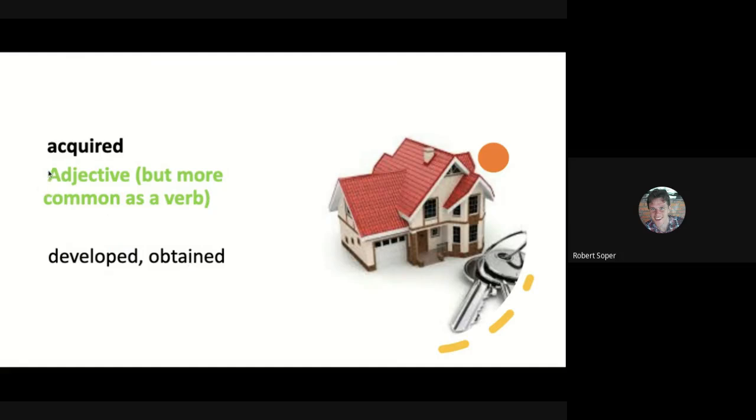So how would we use that as an adjective? Well, you could say something like, coffee is an acquired taste. What does that mean? Well, it means after tasting coffee, you develop a taste for it. You begin to like it after tasting coffee over and over again.